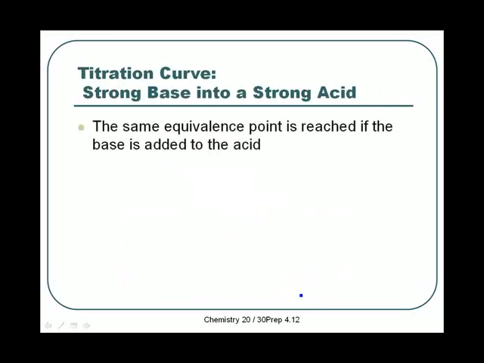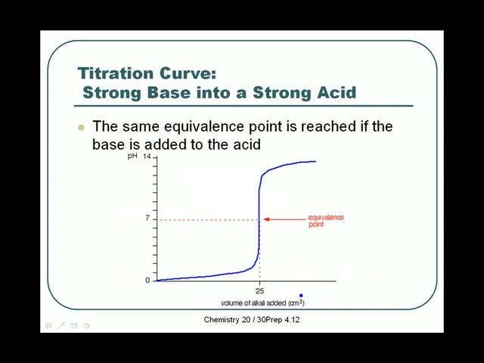If we reverse it, we end up with the same idea. So the same equivalence point is reached if the base is added to the acid. The only difference is the shape of our curve. If we're adding base to acid, then what we're saying is in our Erlenmeyer flask we have acid, and to it we're adding base. So here we have the acid, here we have the base, and we're adding base to the acid.